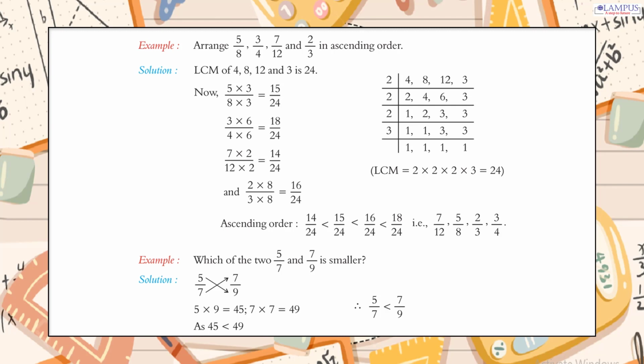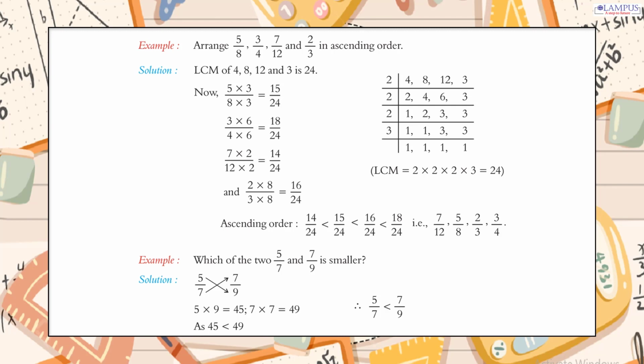LCM equals 2 multiply by 2 multiply by 2 multiply by 3 equals 24. Now, 5 multiply by 3 whole divided by 8 multiply by 3 equals 15 by 24. 3 multiply by 6 whole divided by 4 multiply by 6 equals 18 by 24.